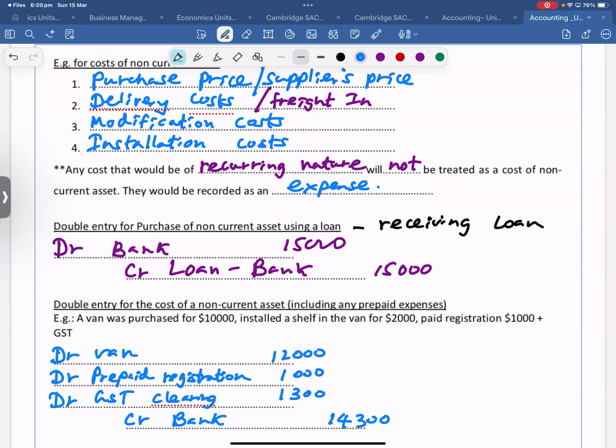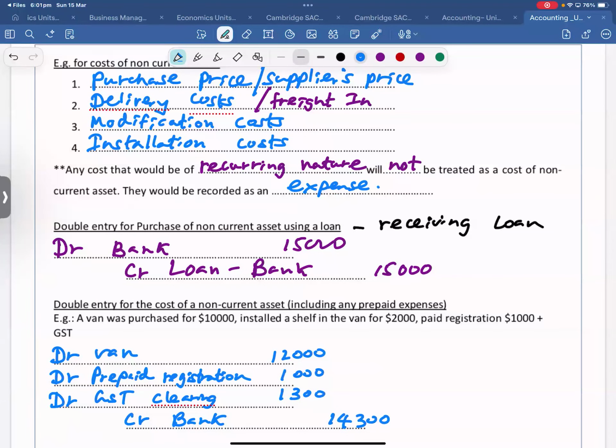Let's say we purchase a van from Japan, so we paid for freighting, for insurance, expense shipment, everything, right? Modification, installation, if it is a machine, right? So those things we are going to add. Now see the example I gave you, shelf, right? Then we are going to add. So let's say we are going to repaint the van with our business logo. What do we do? Do we add it or it's an expense?